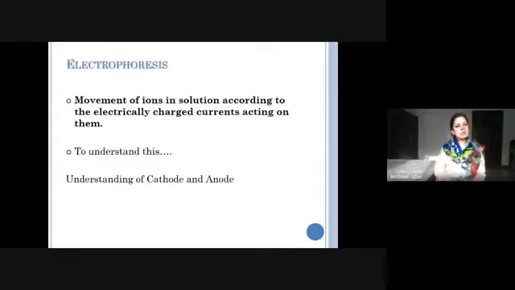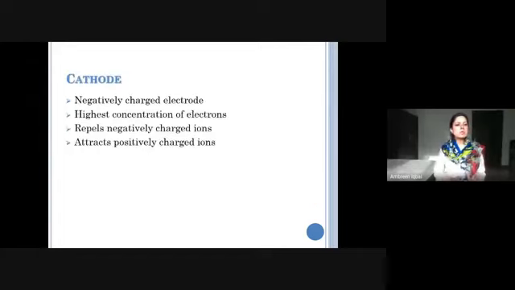The next is electrophoresis. It is the movement of ions in a solution according to the electrically charged current acting on them. To understand this process of electrophoresis, we must understand the cathode and anode. As we have earlier studied in our previous subjects, what is the cathode? We are going to revise it. It is a negatively charged electrode. The highest concentration of electrons is present here. It repels the negatively charged ions and obviously attracts the positively charged ions.